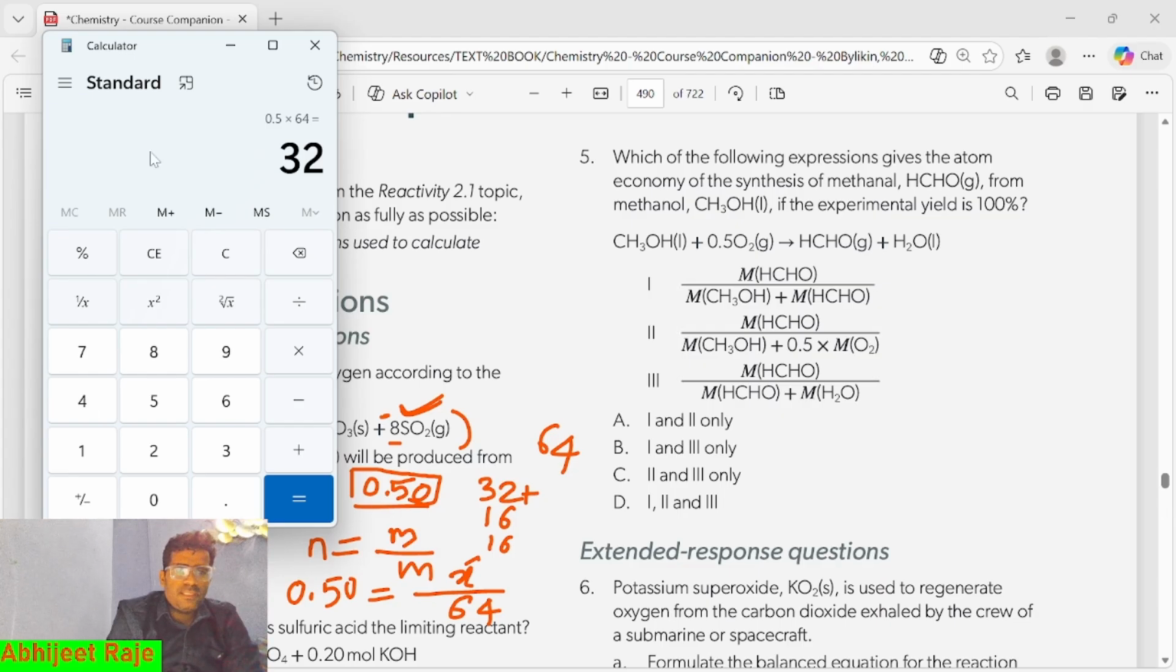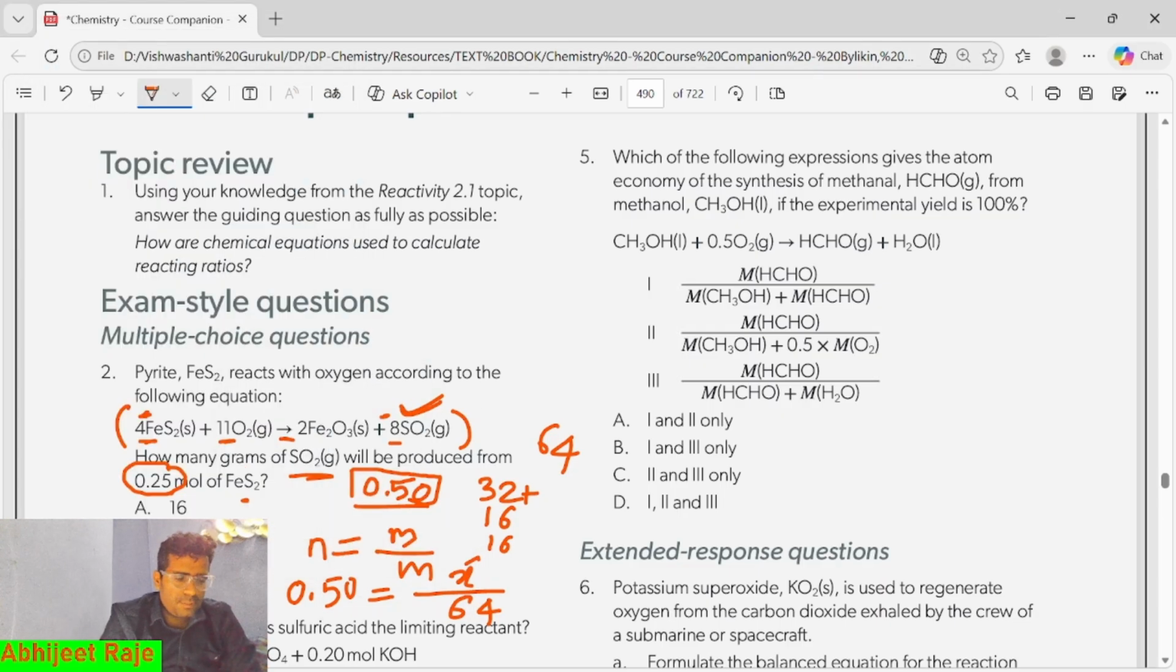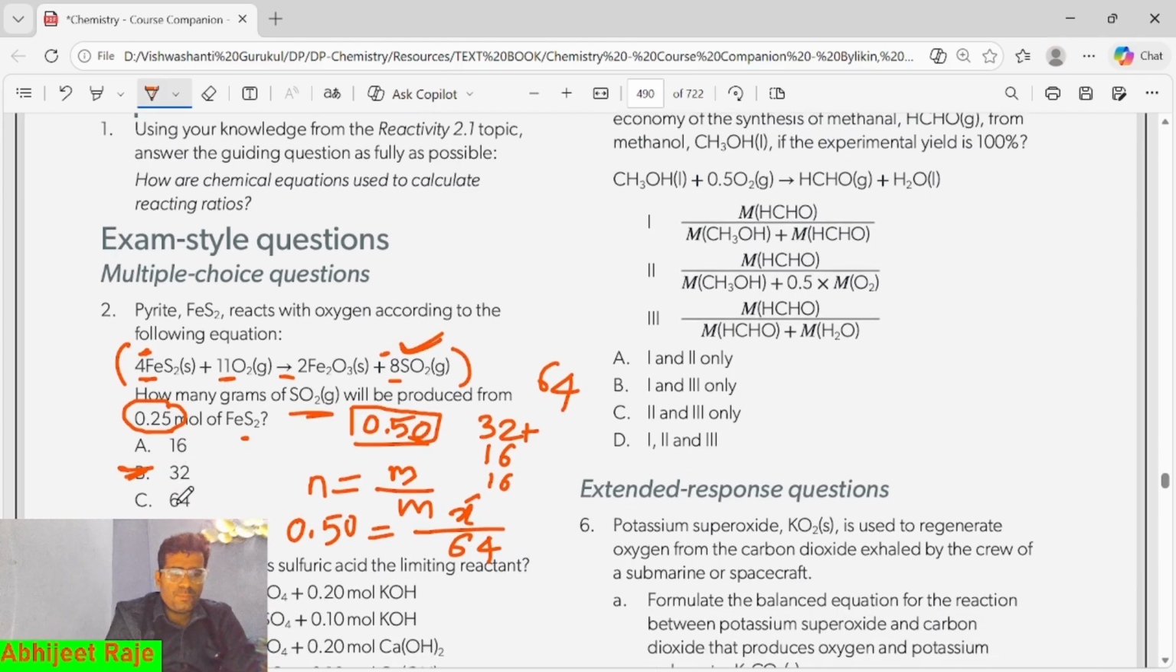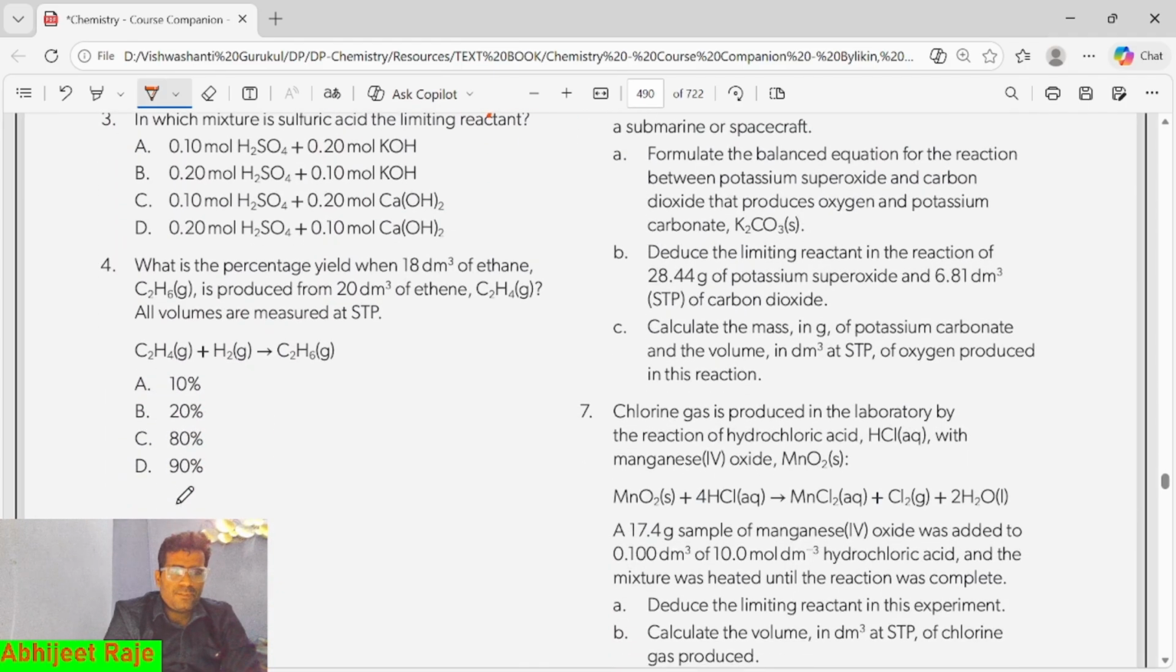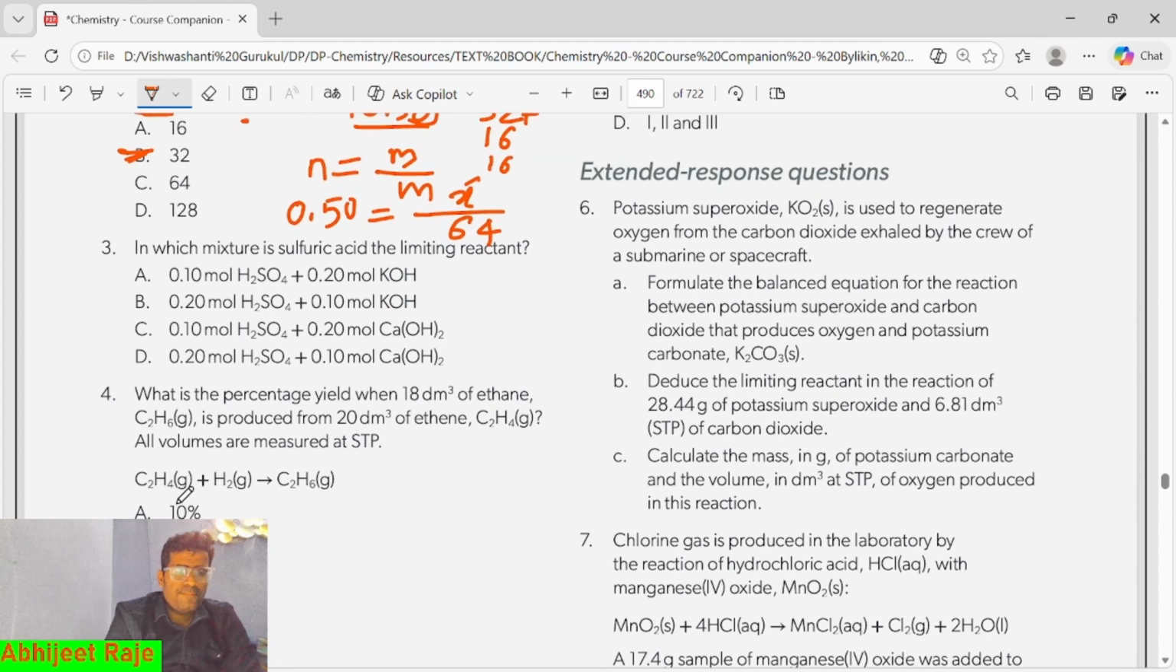And we can see the options. You can see here we have the option 32. Where is the option? Yes, option number B. So we can see option B is the correct answer. Now we can move forward. Second equation, third problem.